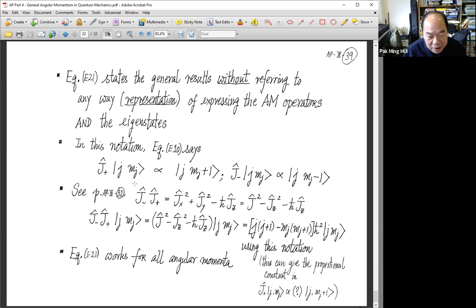Remember that we have seen these relationships. Then it is easy to find out that there are some funny factors like this one: j plus 1 minus mj with j minus j plus 1, things like that. Now you can use this to work out all these coefficients.